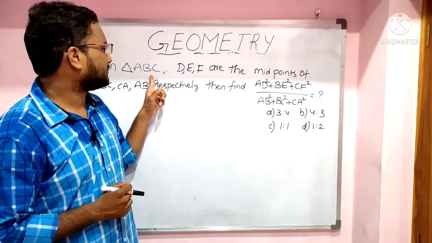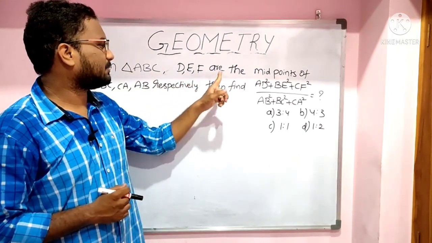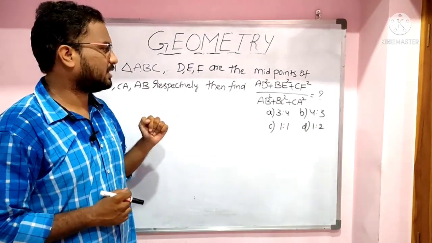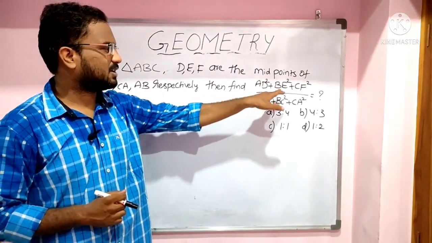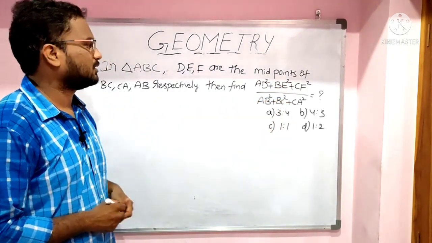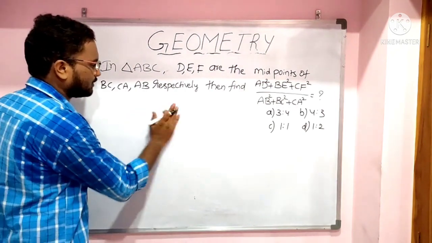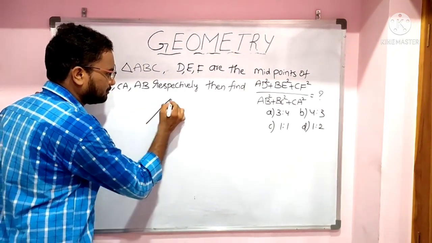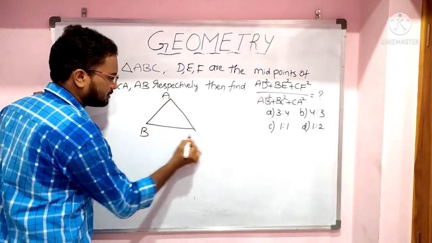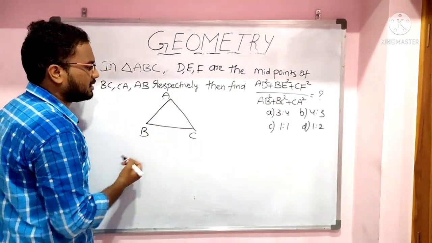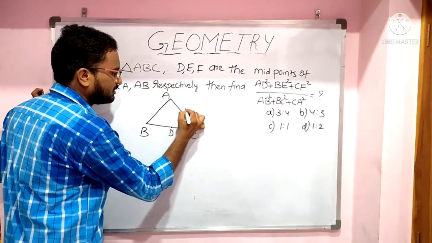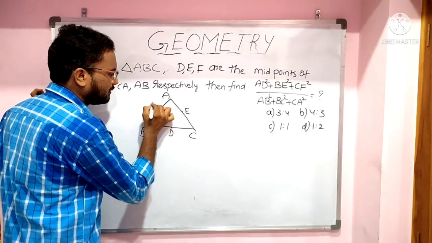In triangle ABC, D, E, F are the midpoints of BC, CA, AB respectively. Then find AD square plus BE square plus CF square by AB square plus BC square plus CA square. So first we will draw a triangle. Let's take a triangle ABC. D, E, F are midpoints of sides BC, CA and AB respectively.